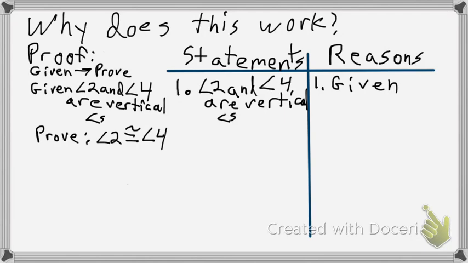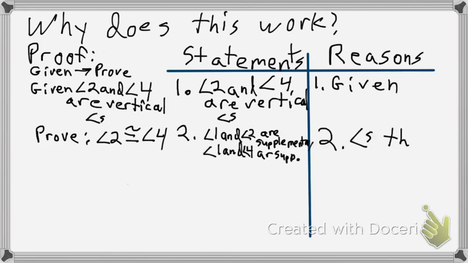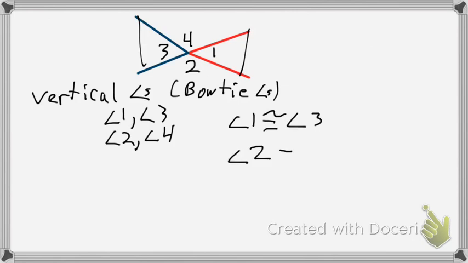But we're going to say that 1 and 2 are supplementary, and that 1 and 4 are supplementary. So when we look back here, we're saying that 1 and 2 are supplementary, and we're saying that 1 and 4 are supplementary because they are a linear pair, both of them.